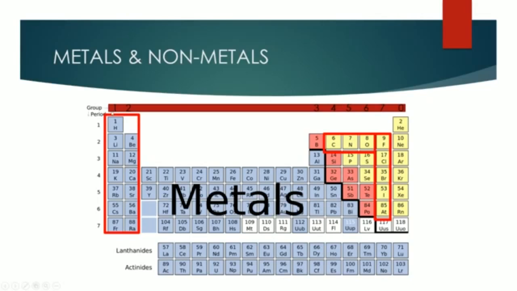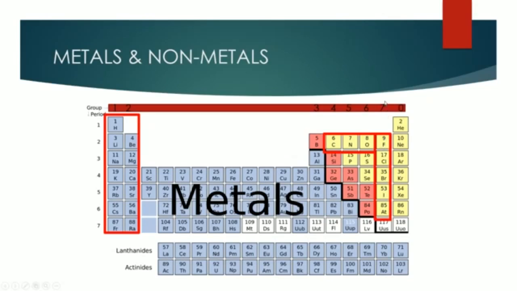The groups are important because they tell you how many outer electrons there are in the atoms within that group. For example, in group 1, all of these elements have 1 electron in their outer shell. All the atoms within group 7 have 7 electrons in their outer shell, and this is important because, as we talked about in the previous video, it tells you what an atom needs to do in order to gain a full outer shell of electrons, because that's the goal of every single atom out there.